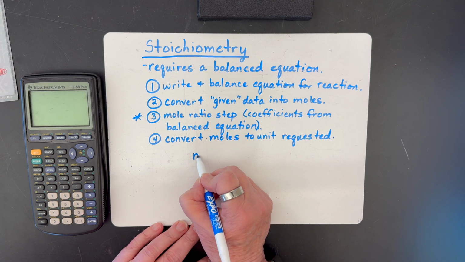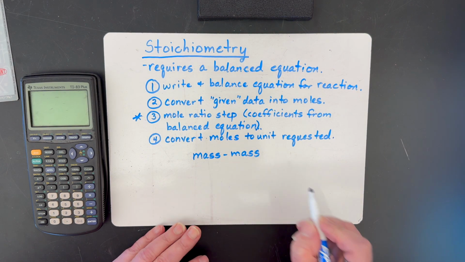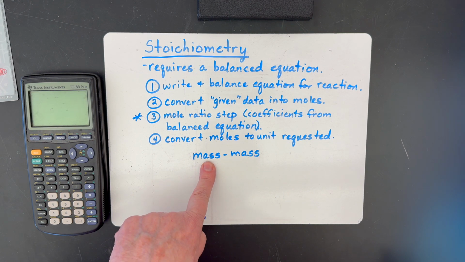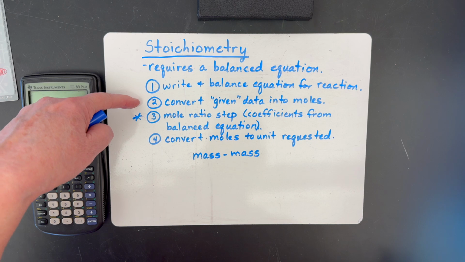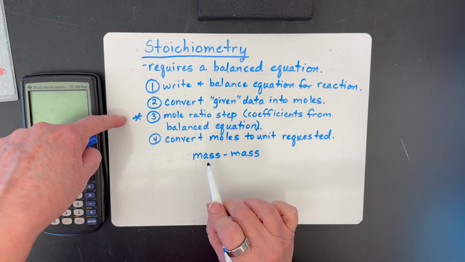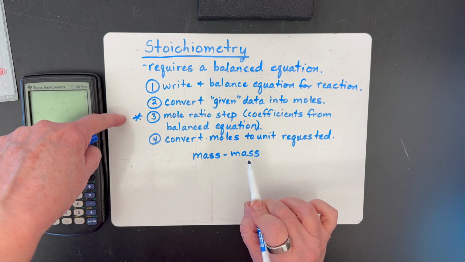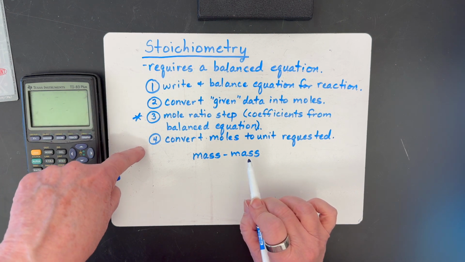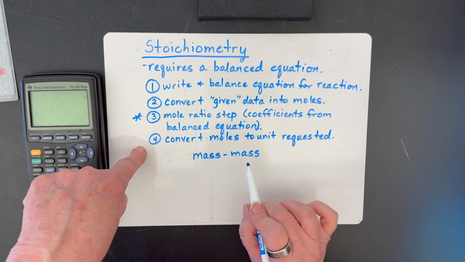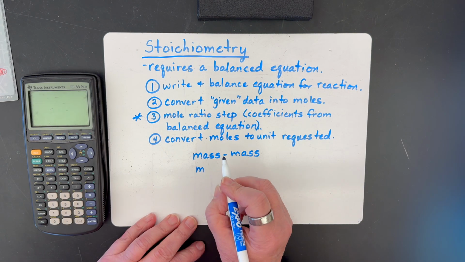So if it's a mass problem, that means you're given mass in grams or kilograms, and you're going to have to convert that into moles. So you'll need to do step 2. You always need to do step 3. And step 3 will change it from moles of the thing you were given to moles of the thing you are asked for. And then you'll need to do the last step to get the moles to grams, since that's what it asked for in the problem.